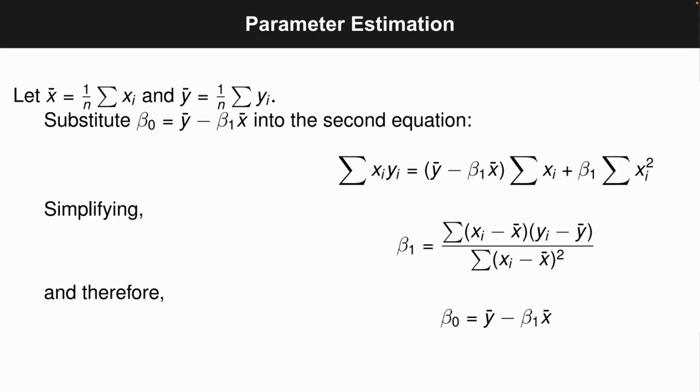So this is beta 1, and this is beta 0. Those are the two parameters, intercept and slope. Are those independent parameters or dependent parameters? Independent. Why independent?